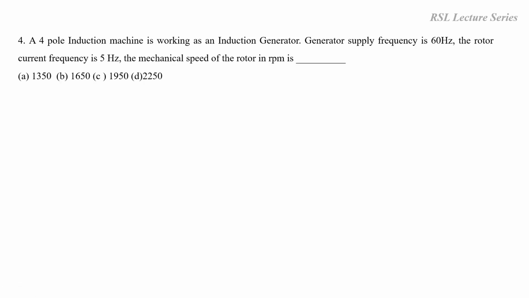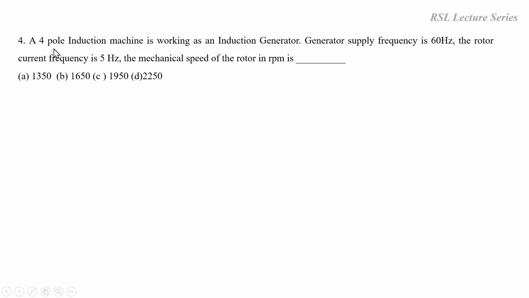Okay. So next, fourth one. A 4-pole induction machine is working as an induction generator. So the generator supply frequency is 60 Hz. The rotor current frequency is 5 Hz. So the mechanical speed of the rotor in RPM is dash. Okay, we have to find out the speed of the motor.